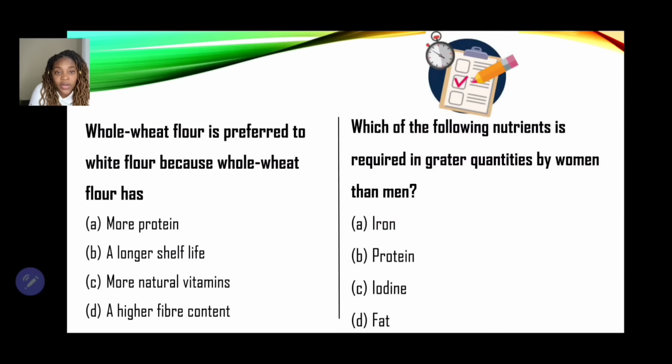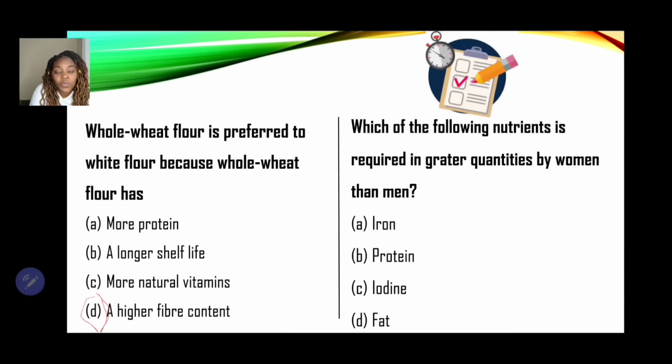Whole wheat flour is preferred to white flour because whole wheat flour has A. more protein, B. a longer shelf life, C. more natural vitamins, D. a higher fiber content. No, the answer here is D, which is a higher fiber content.